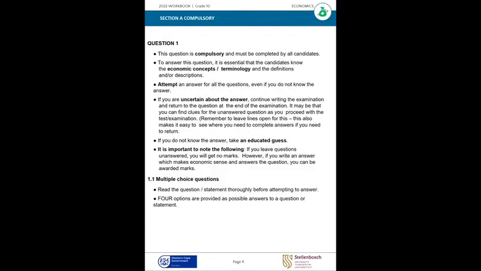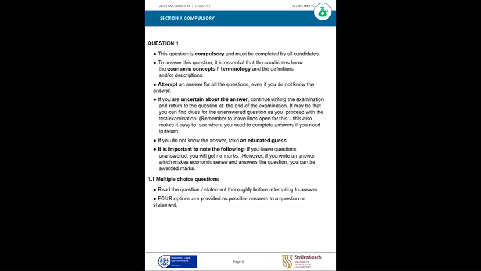Right, so question 1, this is section A. It is compulsory, and that would be question 1. So this question is compulsory and must be completed by all candidates. To answer this question, it is essential that the candidates know the economic concepts or terminology and the definitions and or descriptions as well.